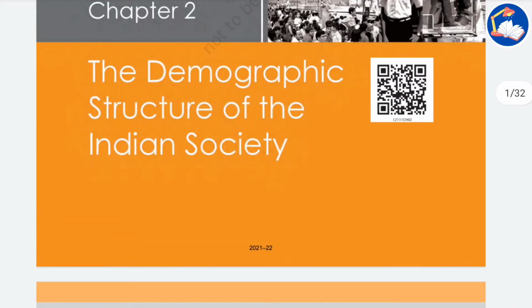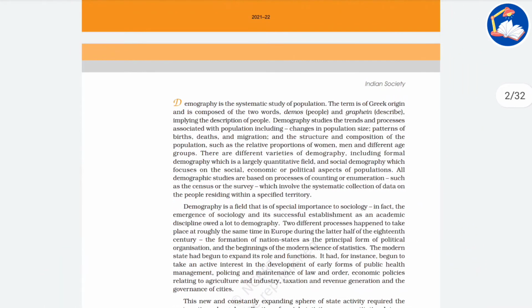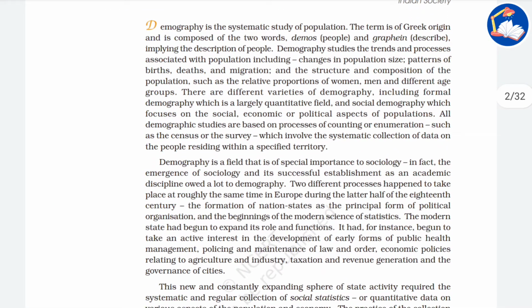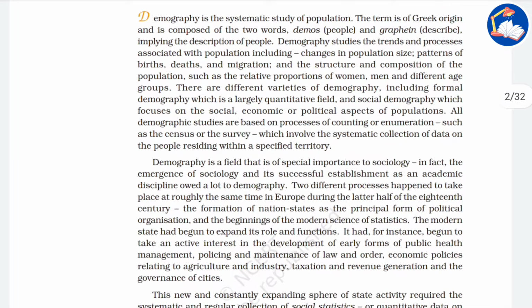In this video we will be looking at the demographic structure of Indian society. We are looking into the Indian society chapters of NCERT. I'll just give the introduction of these chapters, and after that we'll go to the main topics that are to be dealt with respect to the UPSC GS1 series.